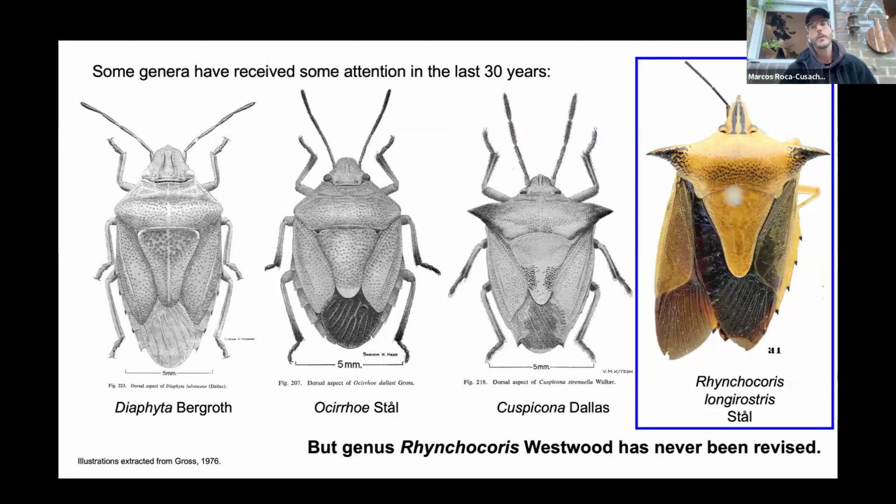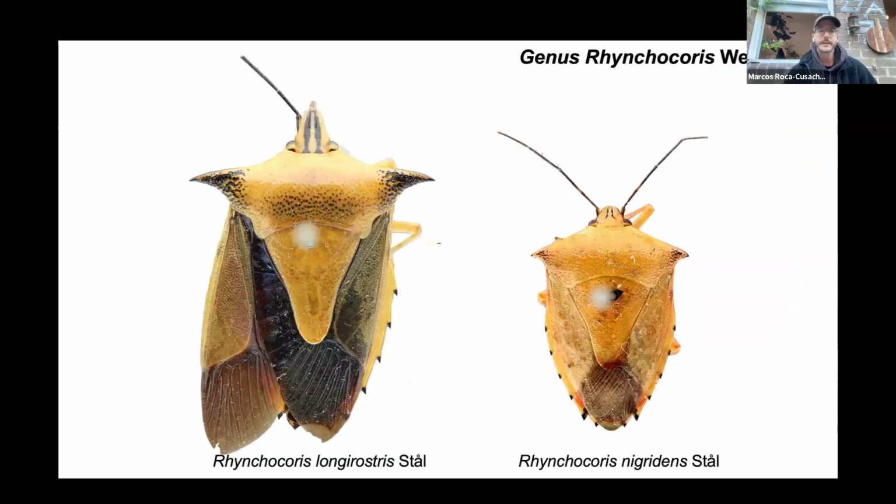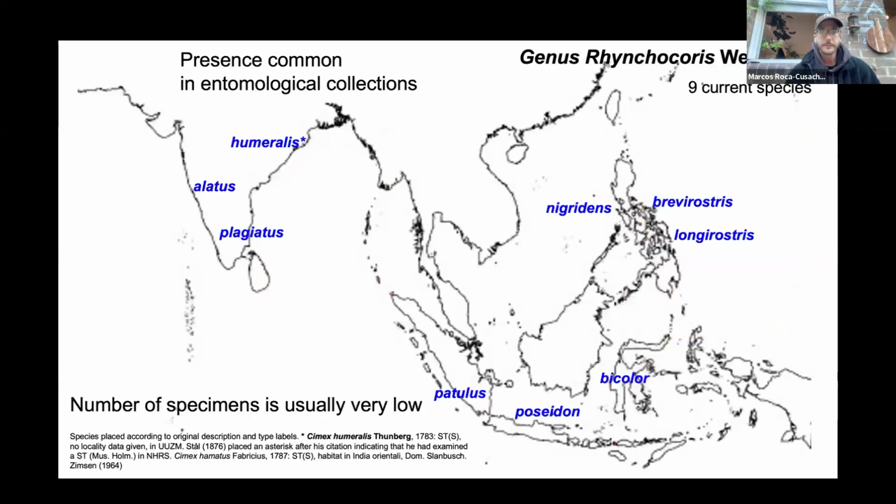and then a really well-developed metasternum in the black frame. Some of the genera within the Rhynchocorines have received some attention and have been reviewed, such as Aphyta, Ophiroe, Cuspicona, also Vitellus, and Avicenna. However, genus Rhynchocoris, which is the type genus of this group, has never been revised on its own. This is genus Rhynchocoris, as you might see it, and it follows a typical Oriental distribution.